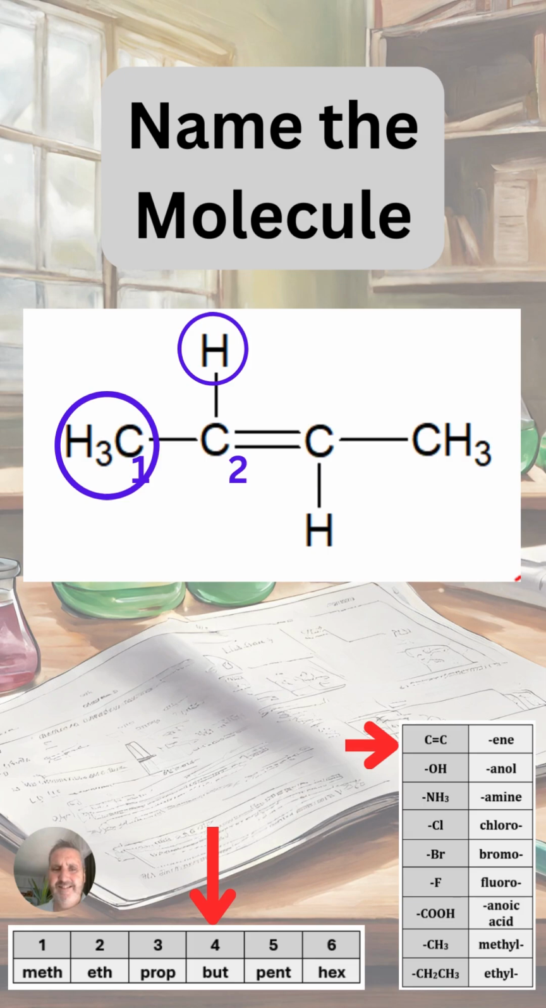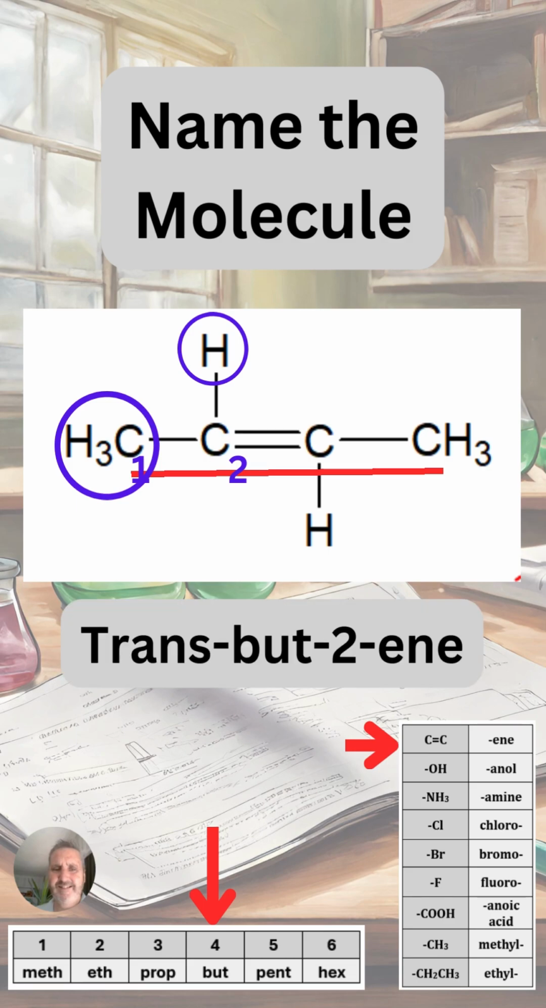The double bond is coming off the second carbon. Also, there are 4 carbons in total. So this is in a trans arrangement, or a cross. Double bond off the second carbon. There are 4 carbons in a row. So this is called trans-but-2-ene.